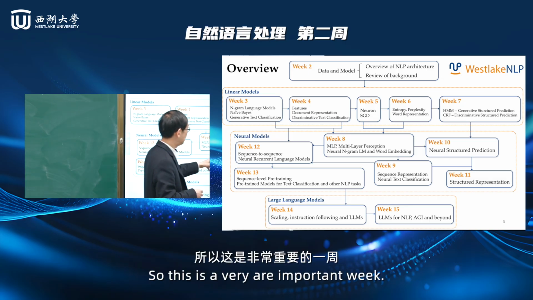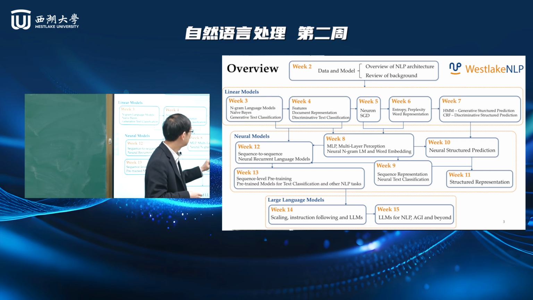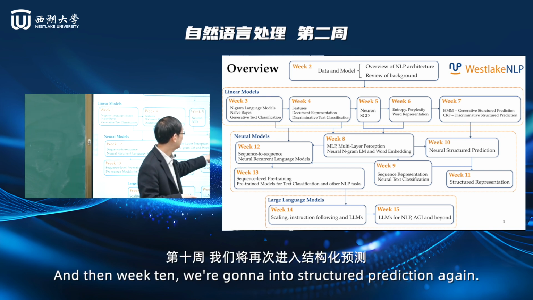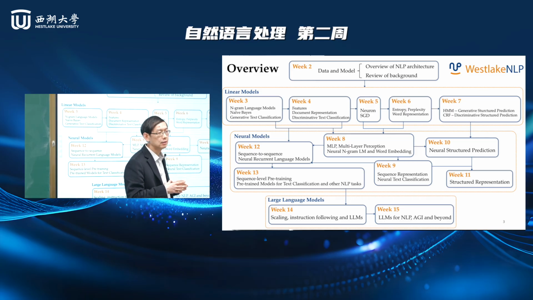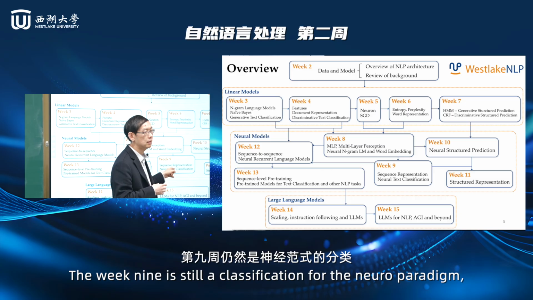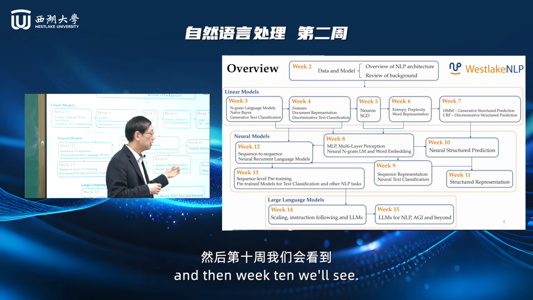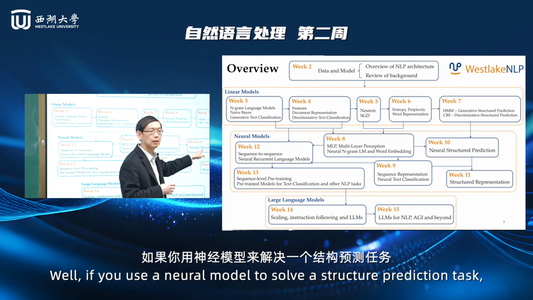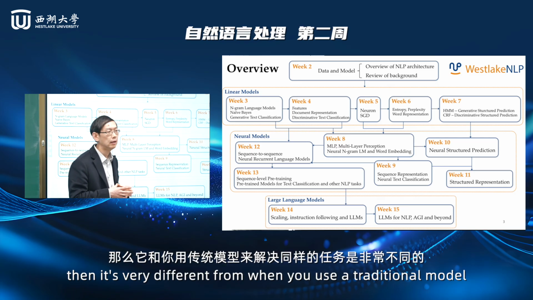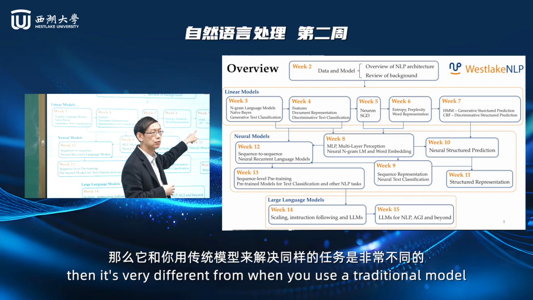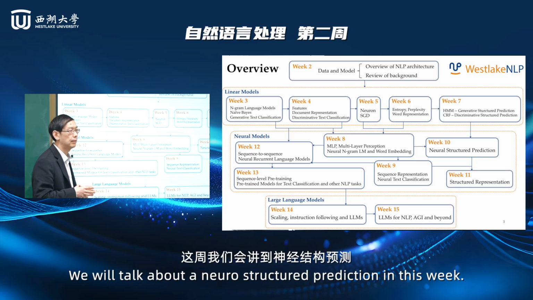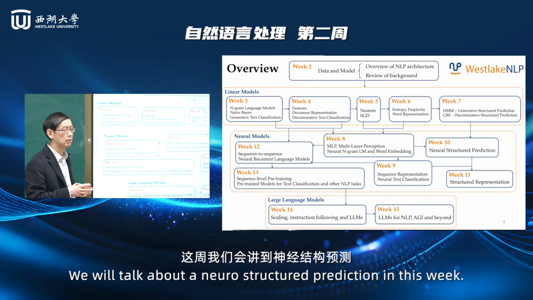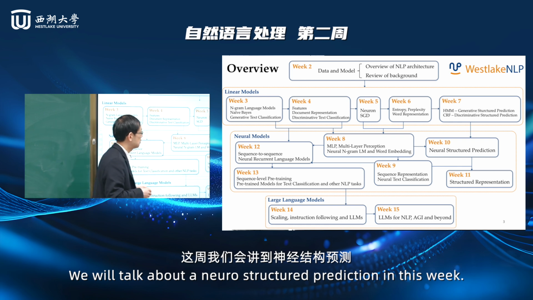So this is a very important week. And then in week 10, we're going to jump into structured prediction again. Week 9 is still text classification for the neural paradigm. Then in week 10, we will see that if you use a neural model to solve a structured prediction task, it's very different from when you use a traditional model to solve the same tasks. We will talk about neural structured prediction in this week.